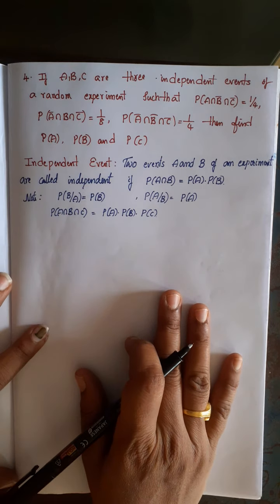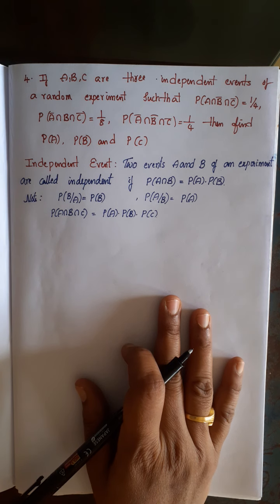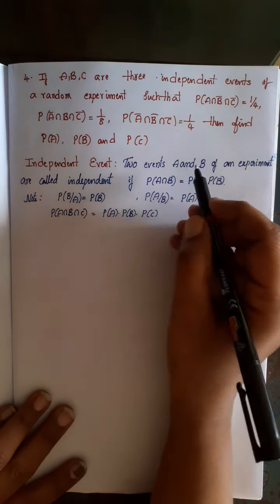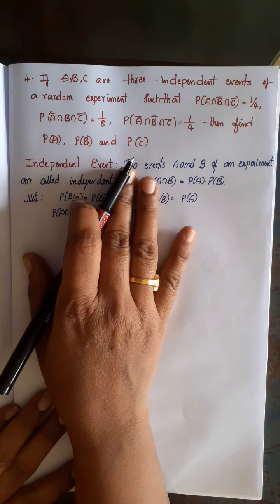Let us see the next question. If A, B, C are 3 independent events of a random experiment such that P of A intersection B complement intersection C complement is equal to 1 by 4, and A complement intersection B intersection C complement is equal to 1 by 8. These are given. Then what we have to find? We have to find P of A, P of B and P of C.